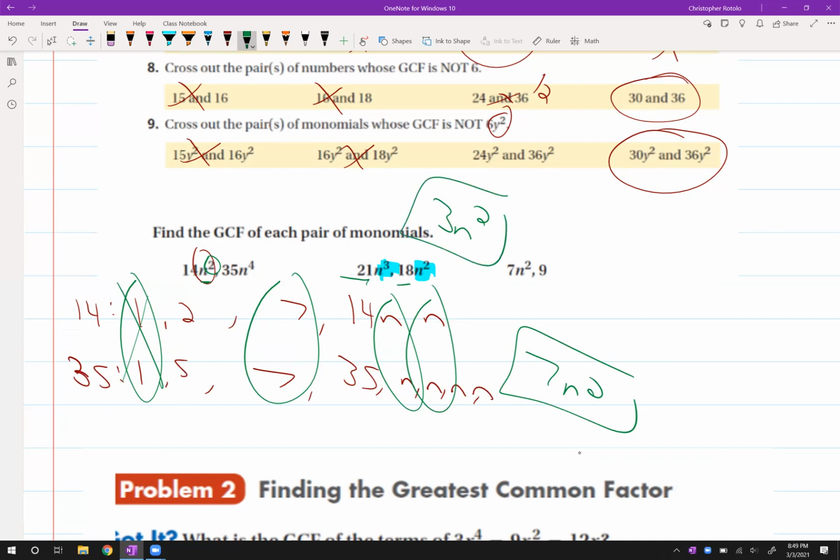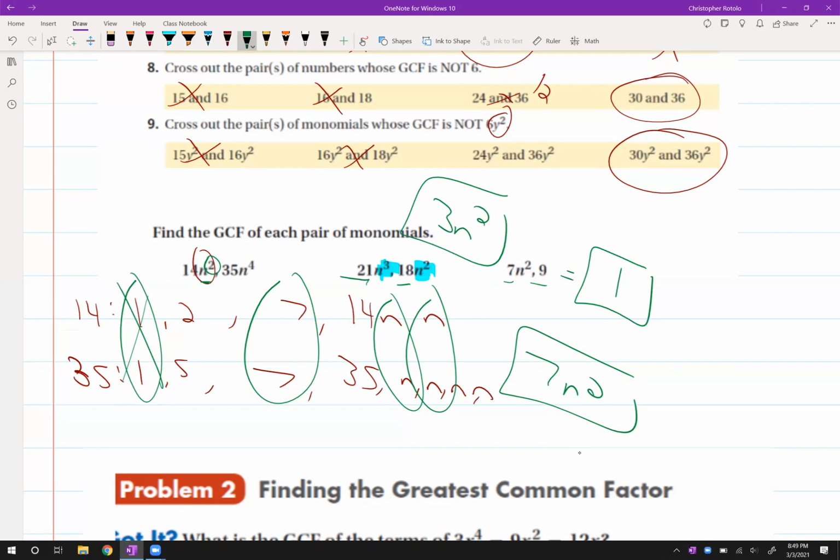And what about 7n squared and 9? Well, I noticed that with 7 and 9, I don't have a GCF. Oh, wait, there's always a GCF, and that's 1. Now, I don't have any n's on 9, so it's just 1.